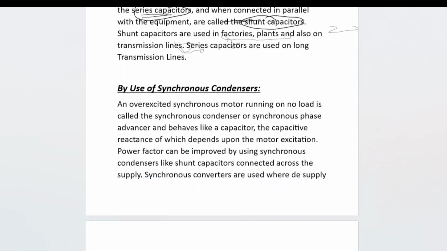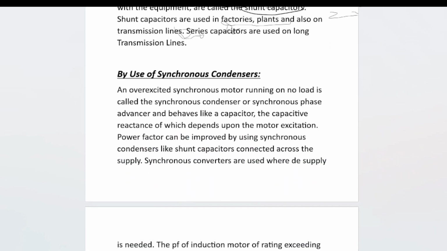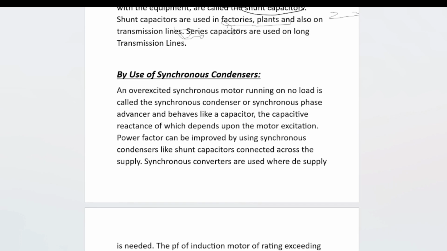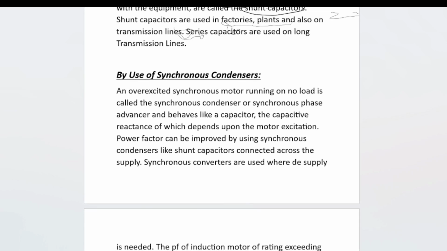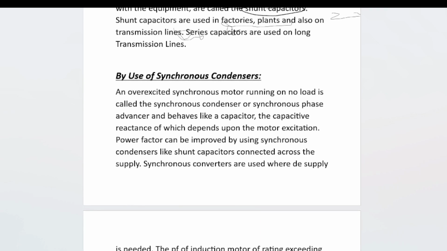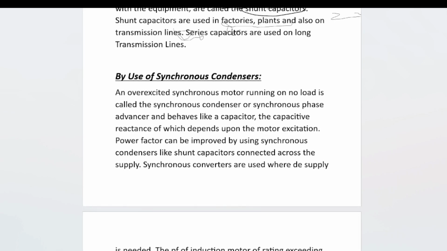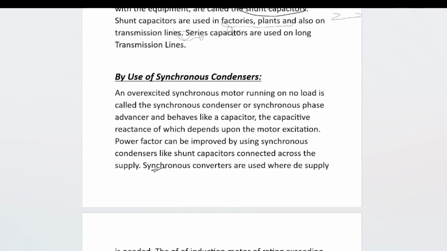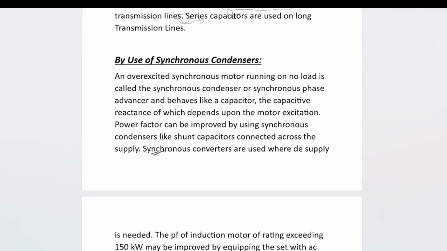The second point is the synchronous condenser. An overexcited synchronous motor running on no load is called a synchronous condenser, or synchronous phase advancer. It acts like a capacitor, the capacitive reactance of which depends on the motor excitation. Power factor can be improved by using a synchronous condenser, like shunt capacitors connected across the supply.